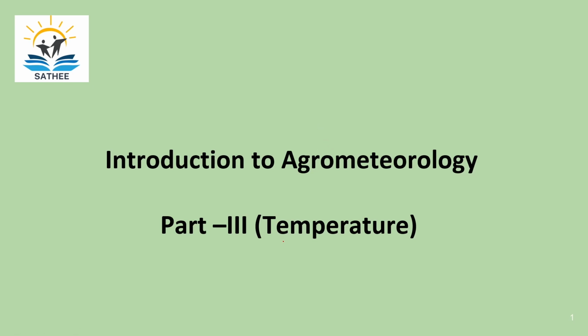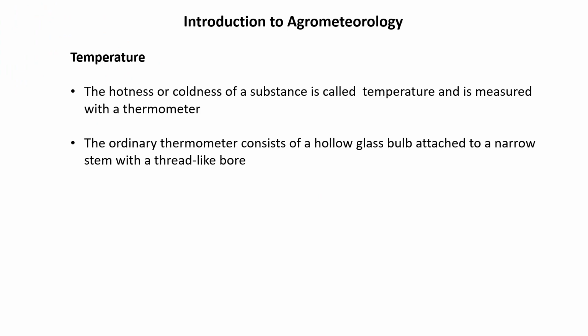That is the third part. In this part, we are going to study about the temperature. So, the hotness or coldness of a substance is called temperature. When we study temperature, we note down how much a substance is hot or cold. It is measured with the help of a device called a thermometer.